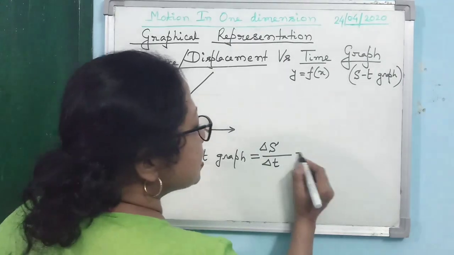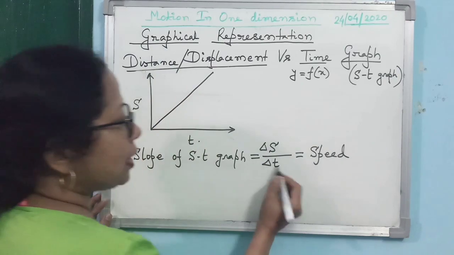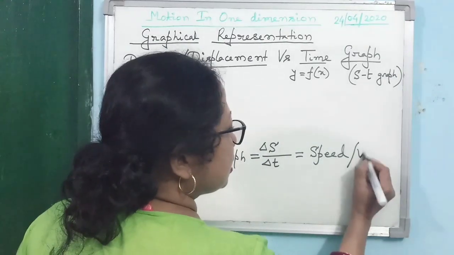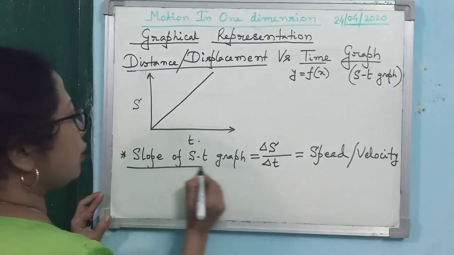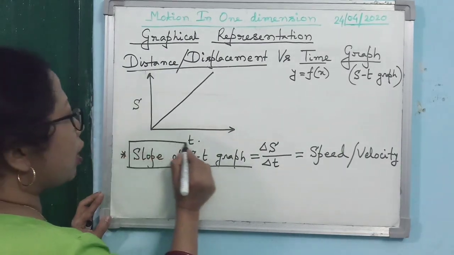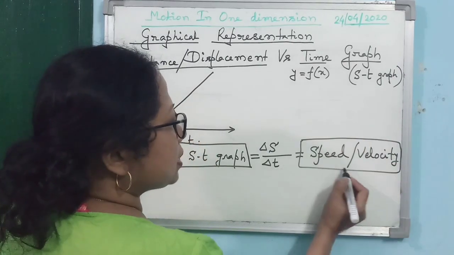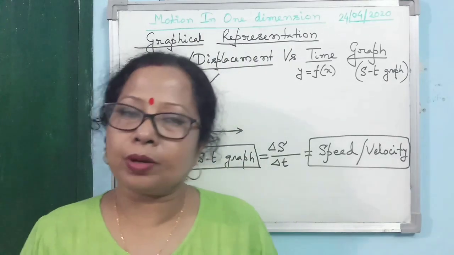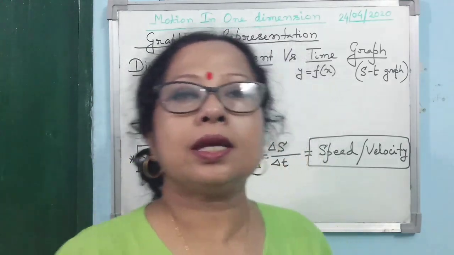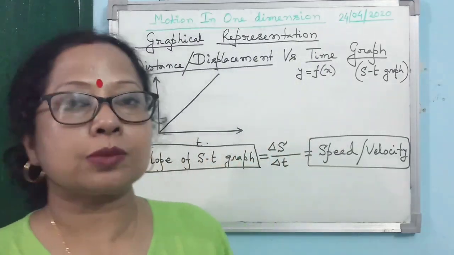Okay, now what does distance by time represent? Speed. And what does displacement by time represent? Velocity. Clear? So this is the most important one. What does the slope of the ST graph represent? The slope of the ST graph represents speed or velocity. Is the point clear? Everybody has got it? The slope of the ST graph represents speed or velocity. This is the first point.